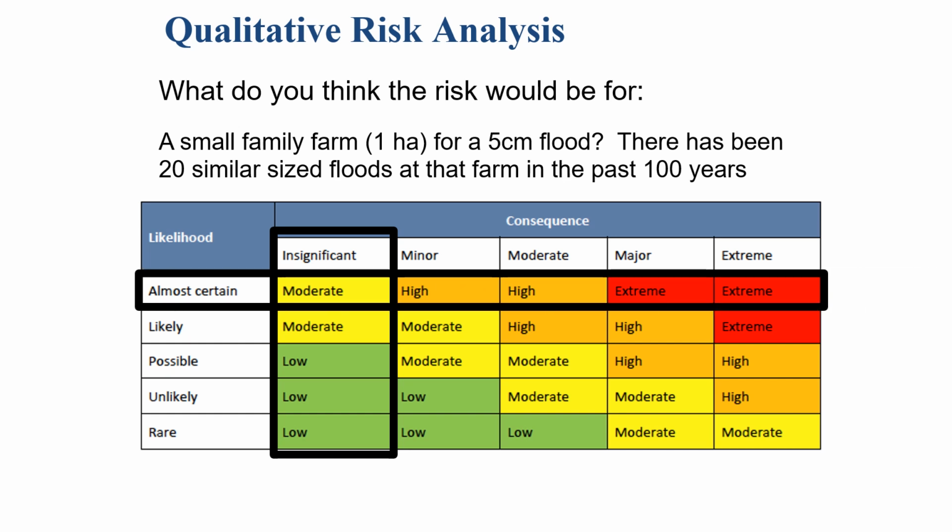Looking at the matrix, we can see that a moderate consequence combined with an almost certain likelihood places this risk in the high-risk category. This assessment informs us that this farm faces a significant ongoing risk from even small floods, and mitigation strategies should be prioritized to manage this frequent hazard.